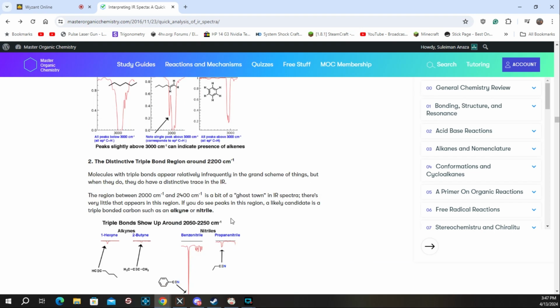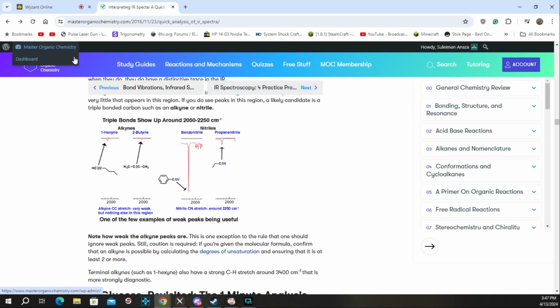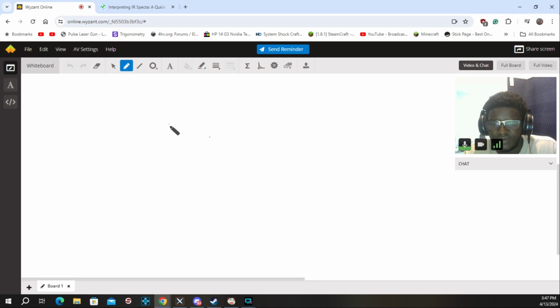And then everything else you pretty much ignore. Anything that goes into the fingerprint, you don't look for. Fingerprint doesn't matter. It's a fingerprint for a reason. So let's do a few practice questions to see if we can make some sense of this.